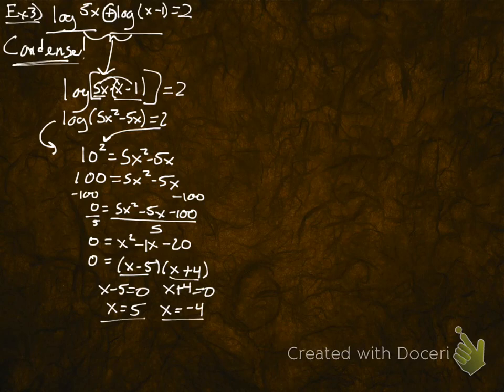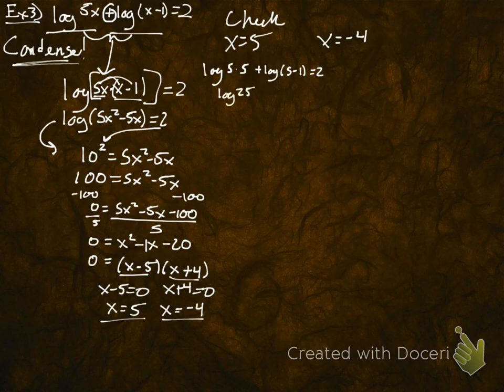Now it's a good idea to check these because maybe both of them won't work. Let's go back to the original and let's check what's happening when we plug in x is 5, and then we'll try what happens when x is negative 4. If we plug that into the original, I have the log of 5 times 5 plus the log, and I think it was what, x minus 1, so it's going to be the log of 5 minus 1 should be equal to the number 2. Well, we have the log of 25 plus the log of 4 equal to 2.